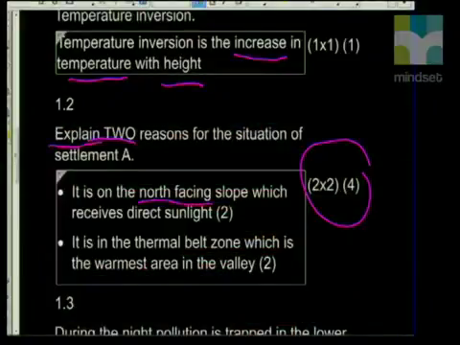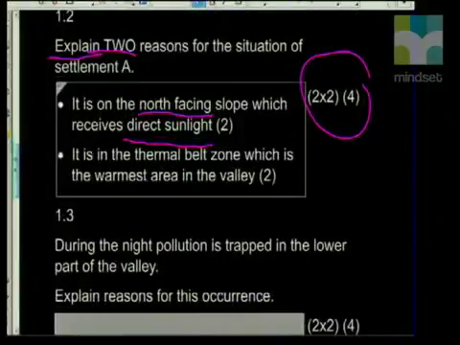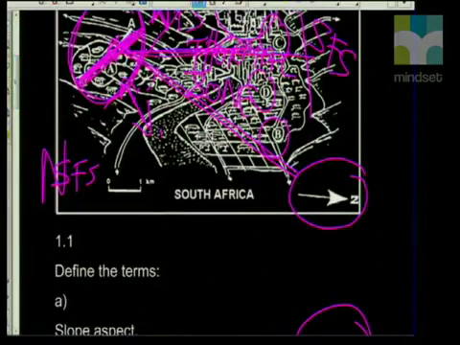As we looked at it, it is on the north-facing slope, which receives direct sunlight. It's warmer. People like to settle on the warmer slopes, especially if it's farming and things like that. Crops grow better. Also, it is in the thermal belt zone, which is the warmest area of the valley.